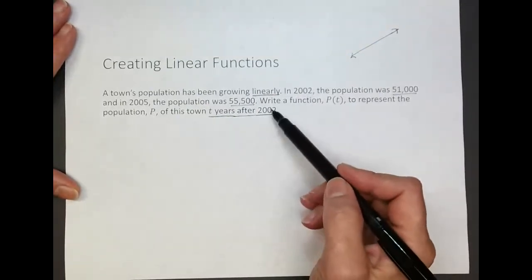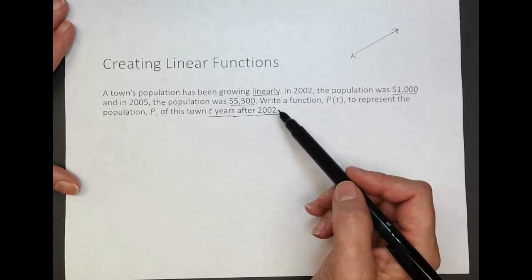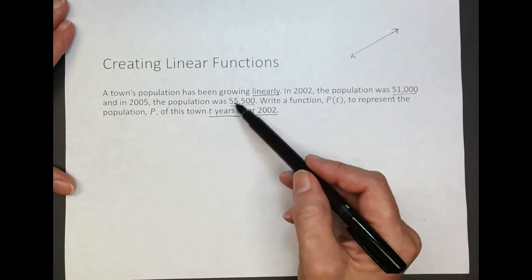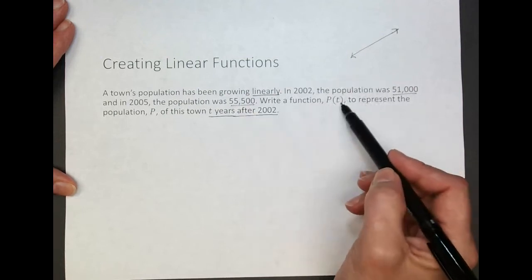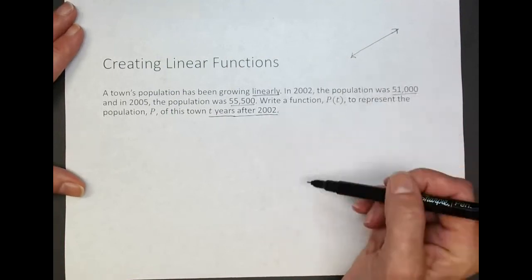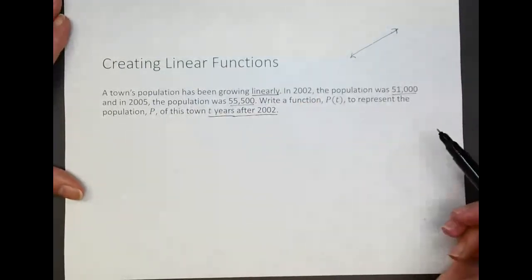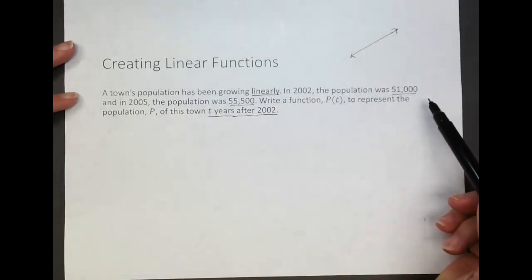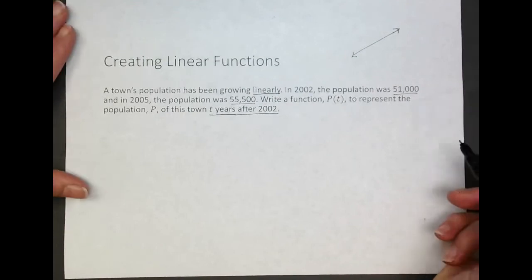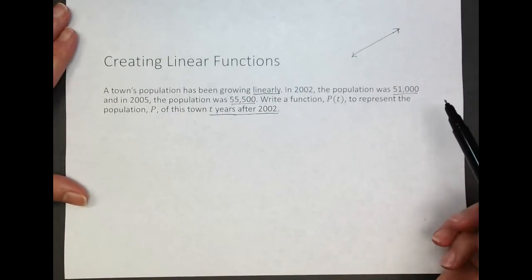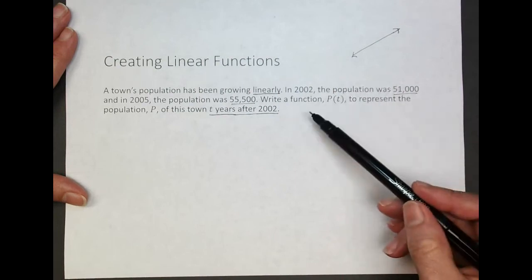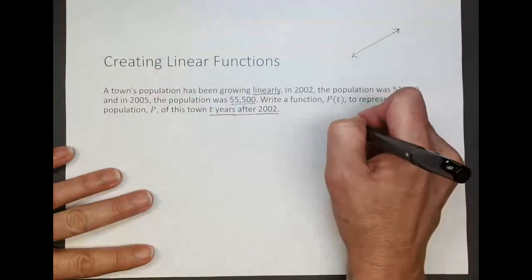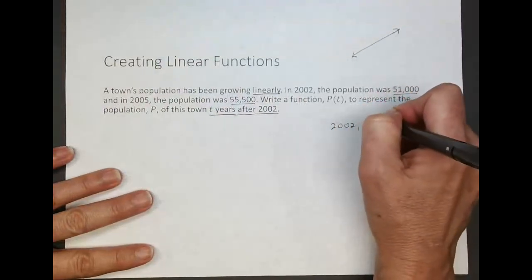So we're saying our model begins, or maybe the first data we collected to make this model began in the year 2002. Okay, so t, the input to our model, right? So P of t, it's going to be the number of years after 2002. All right, so what do I know about this function, and what do I know about this situation, that I can somehow develop a model from? Well, I do know the population in 2 different years, right? So look, in the year 2002, the population was 51,000.